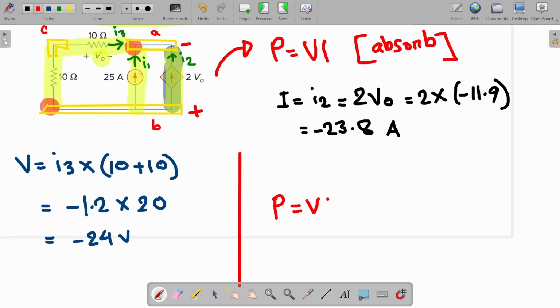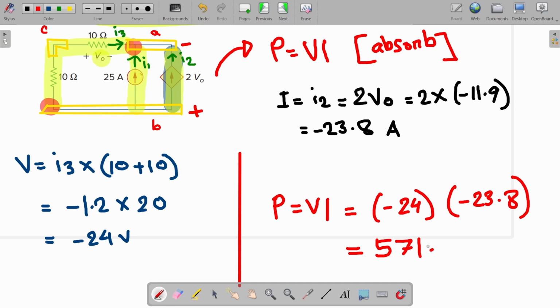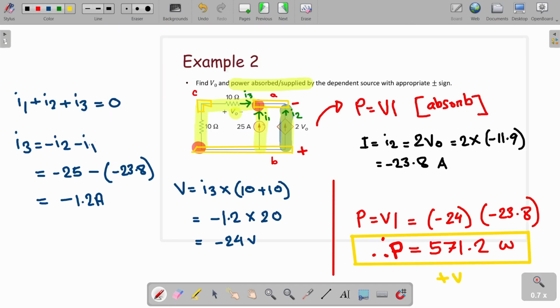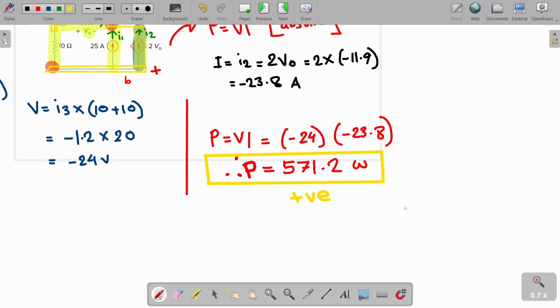Now let's put the values of V and I. Multiplying these, I get 571.2 watt. Since the calculated value is positive, it means that the source will absorb power. If it were negative, then it would mean that the source will supply power.